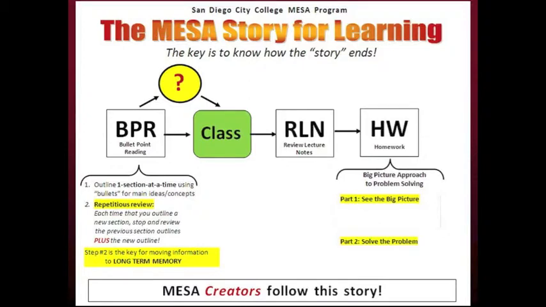The big picture approach has two parts. Part 1, see the big picture, and Part 2, solve the problem. You cannot truly understand and solve problems unless you first see the big picture. There are 3 questions to ask in order to see the big picture.